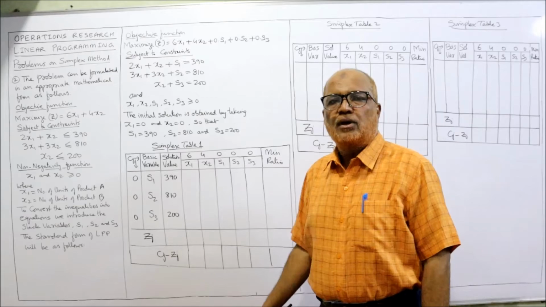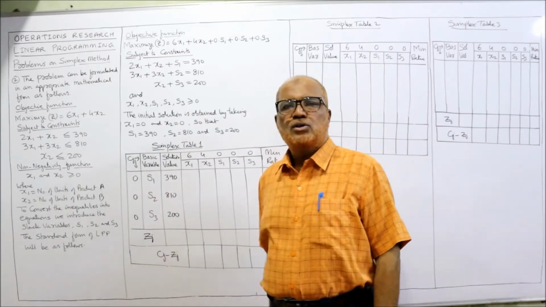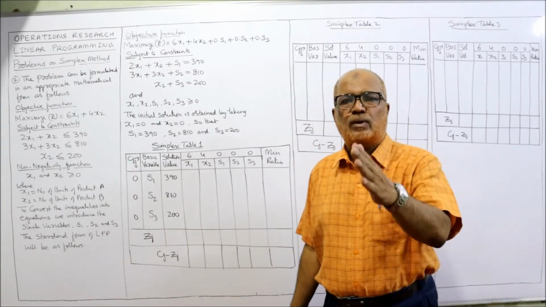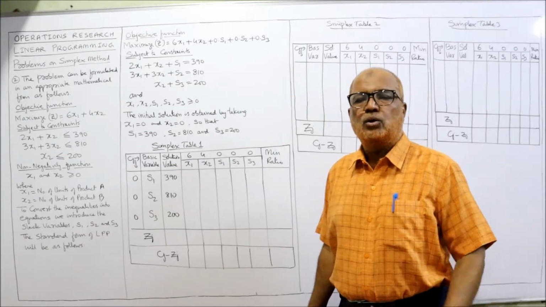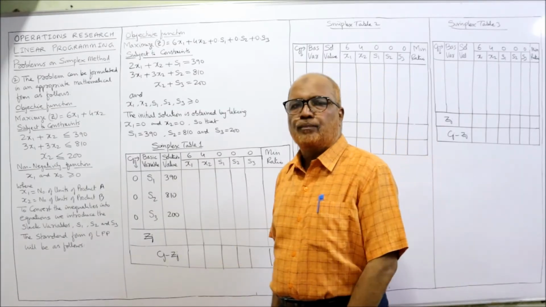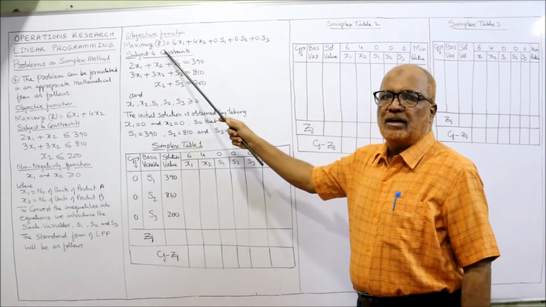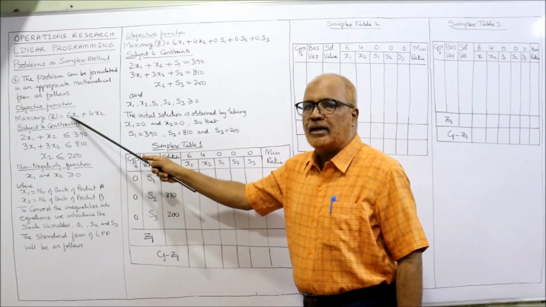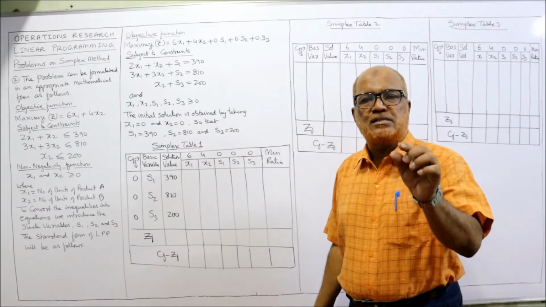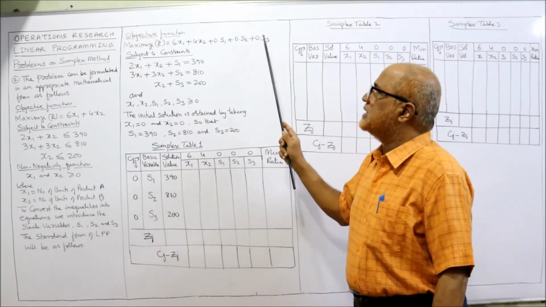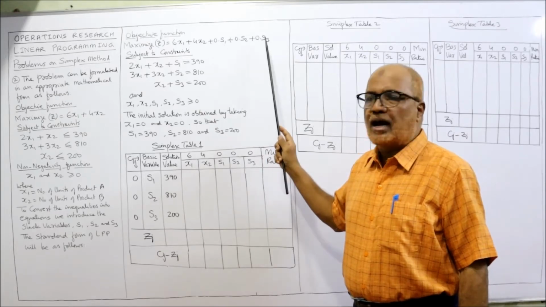Remember that point. So how many constraints do we have? 3 constraints. 1, 2, 3. So we need 3 slack variables S1, S2, S3. So we have to add S1, S2, S3 to convert the inequalities into equations. So the standard format will be maximize Z equals 6x1 plus 4x2 plus 0 into S1 plus 0 into S2 plus 0 into S3. 0 is the coefficient of S1, S2 and S3.